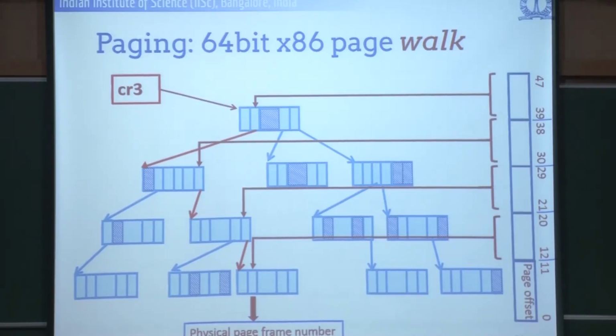Does it make sense, or are you still having some confusion? Your friend first answered that CR3 was a physical address. Ask him why he said that, or if he doesn't, come to me in the break. It has to be a physical address. Otherwise what happens? You will think about it.